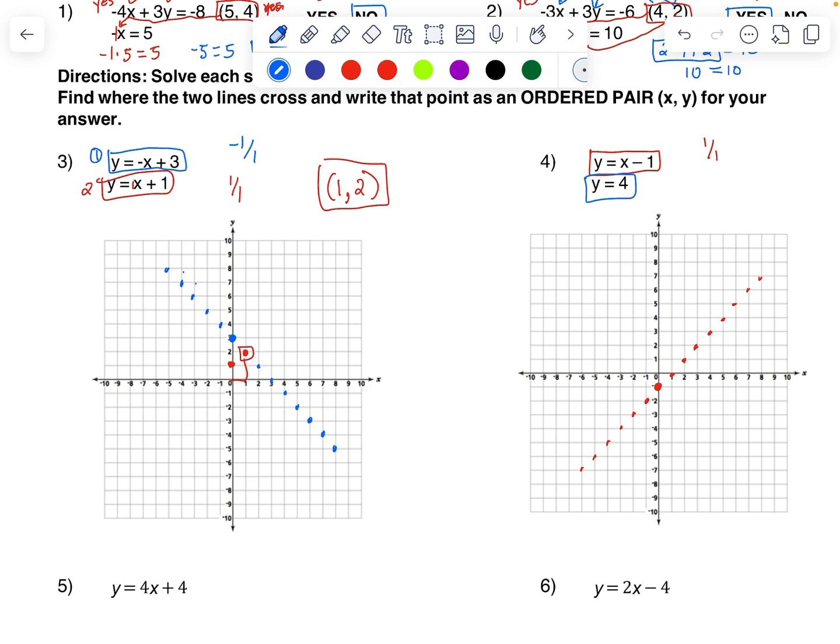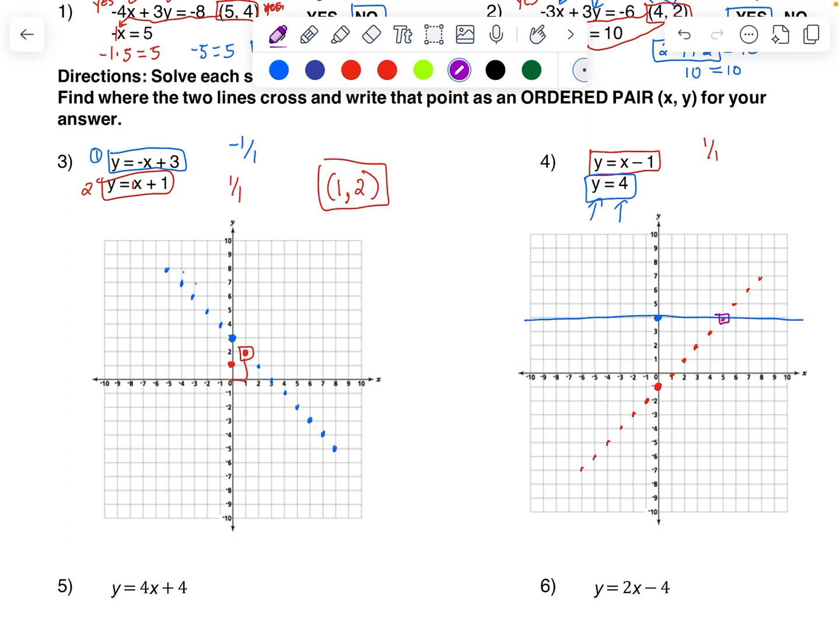If it's just y equals a number, it means our slope is 0, which means my line will be a horizontal line. And where are we going to put that horizontal line? Where y is 4. Y is 4, up 4. And because it's just y equals 4, our slope is 0, it is a horizontal line. And now we're going to locate the point where both lines intersected or crossed, and that point is right there.